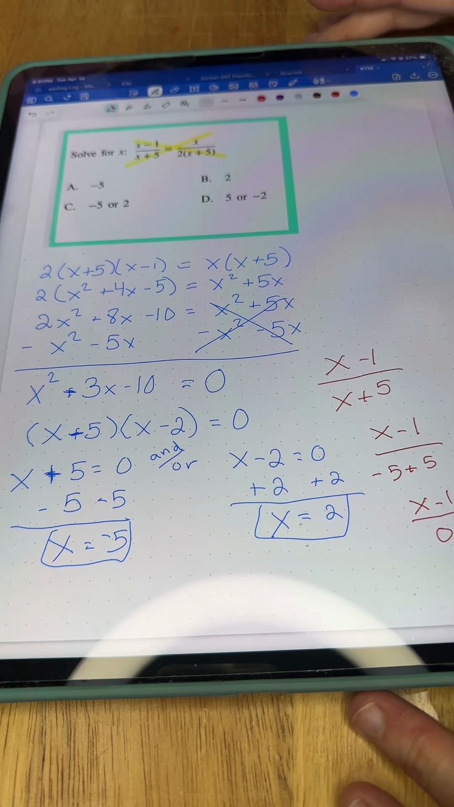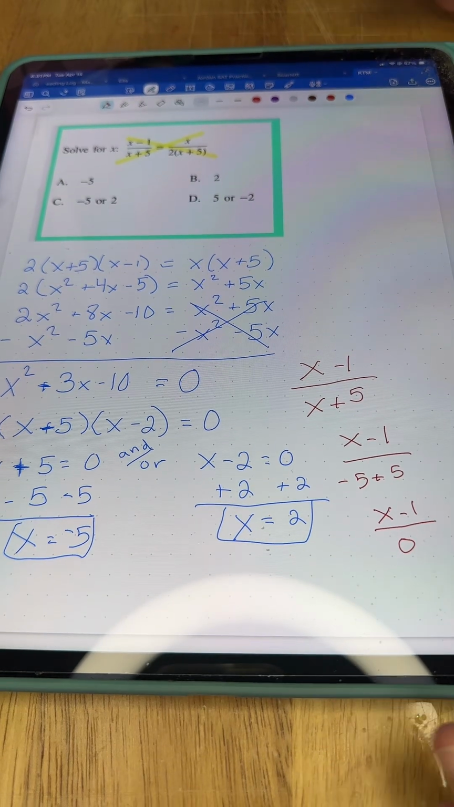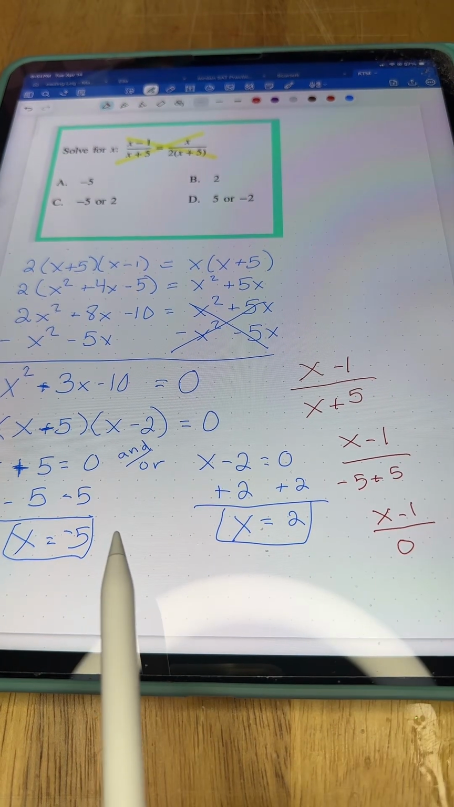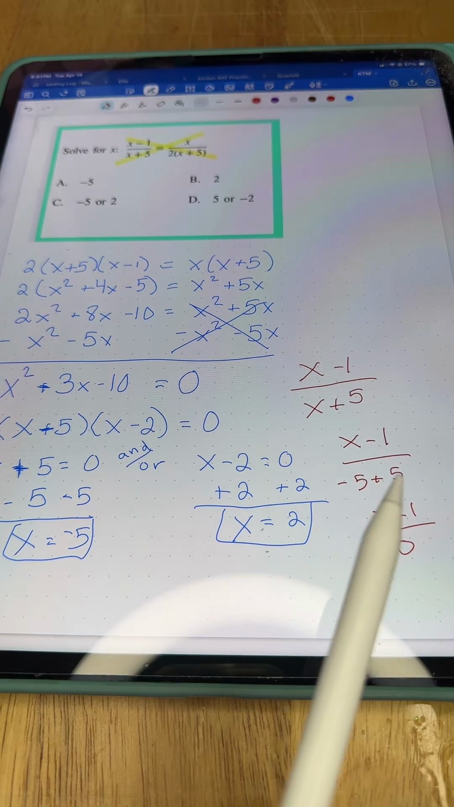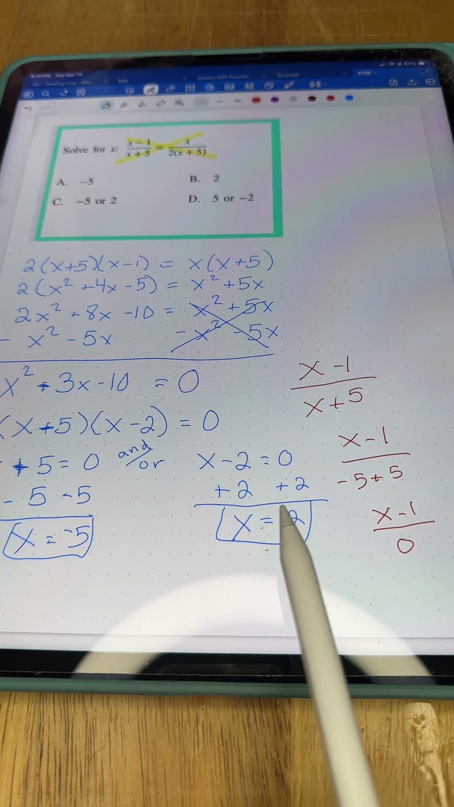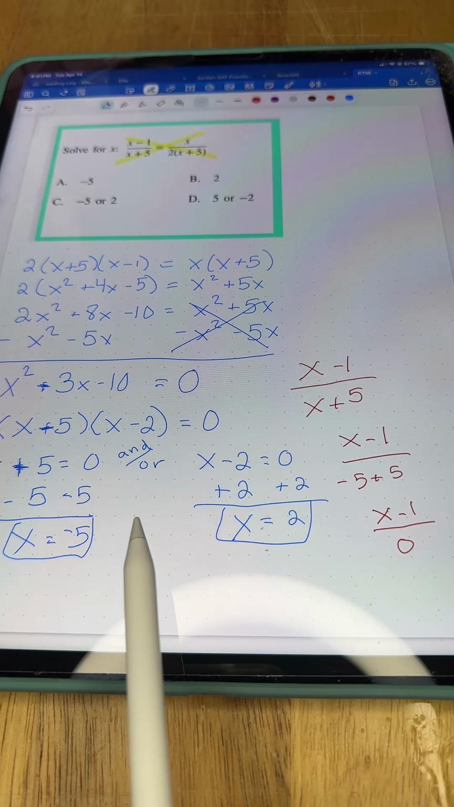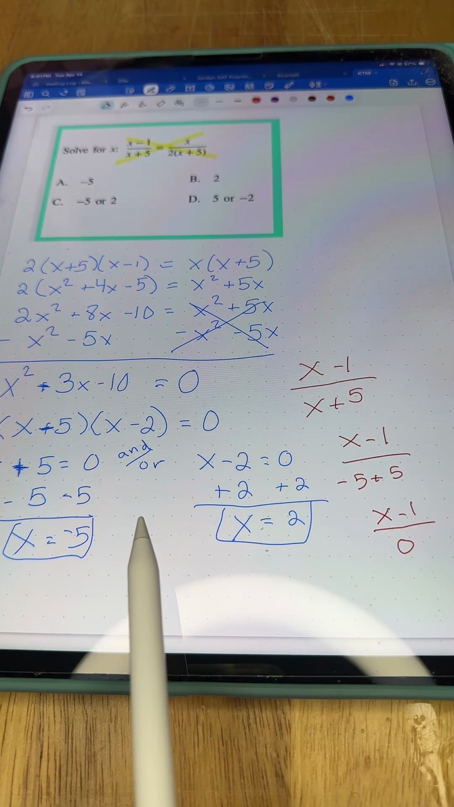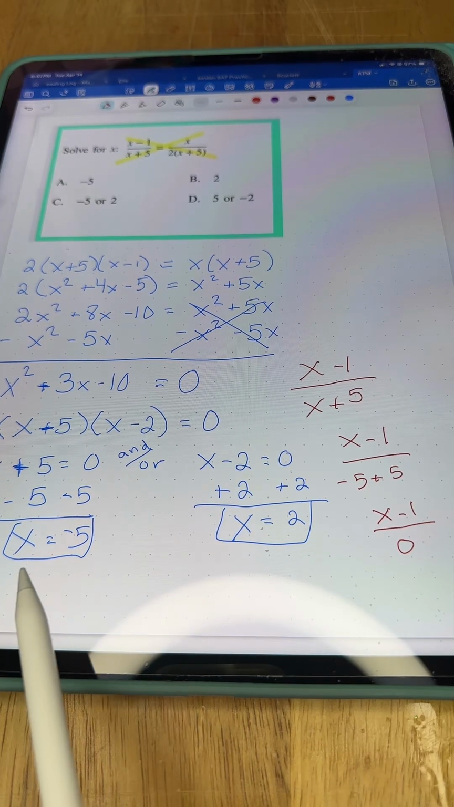Can you guys see that? I think so, yeah. All right, so part of solving rational equations, or even quadratics, is you have to think about what makes sense. So you might get this answer, and if it doesn't make sense or can't happen, then it's not an answer choice, even if you were able to solve for it.